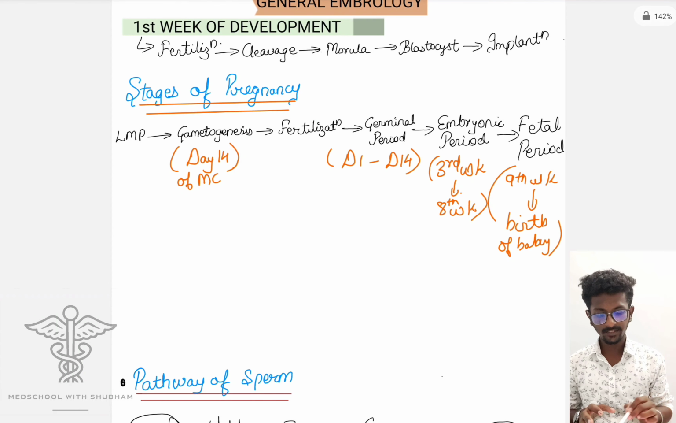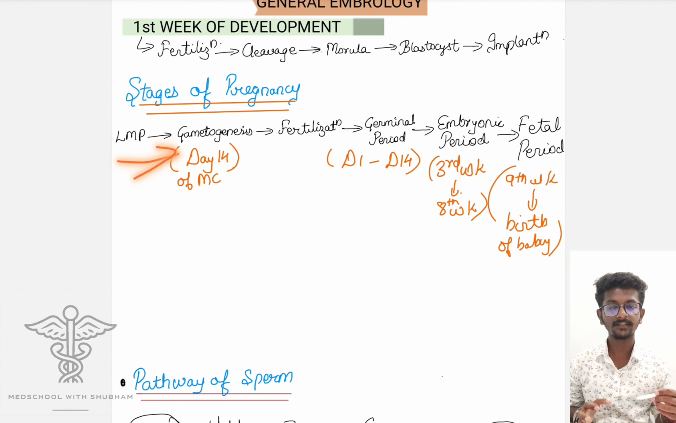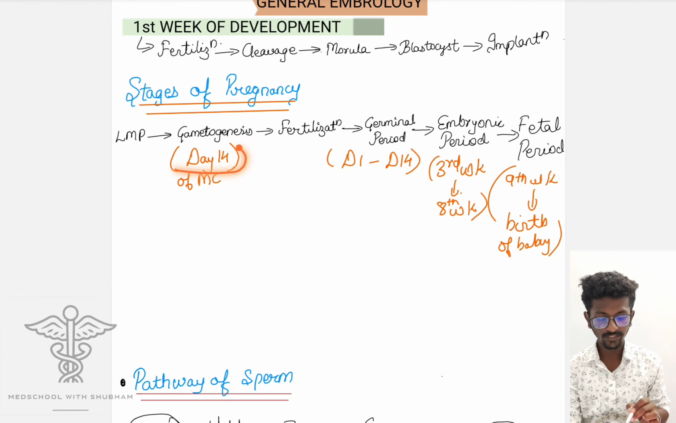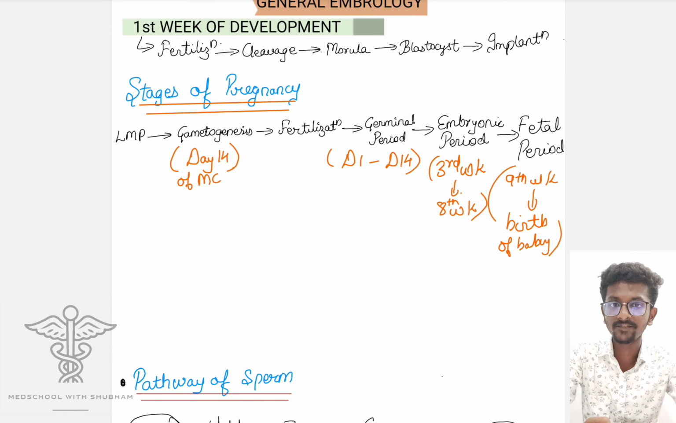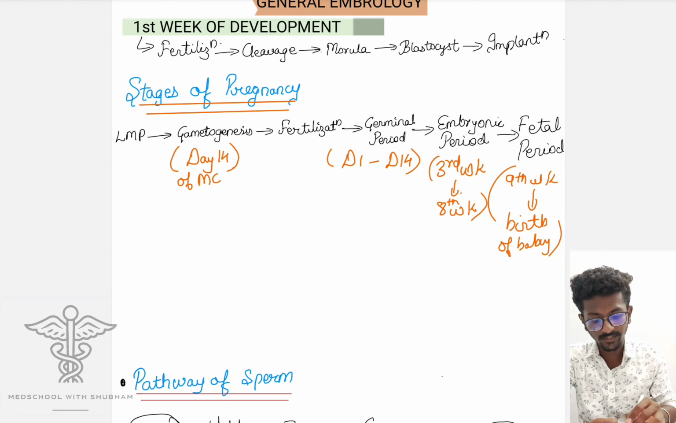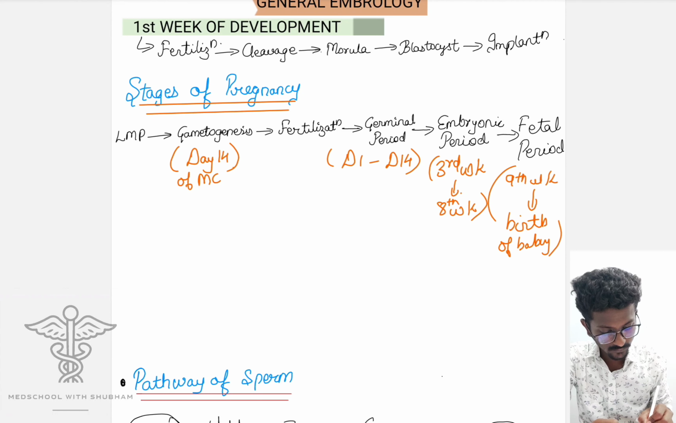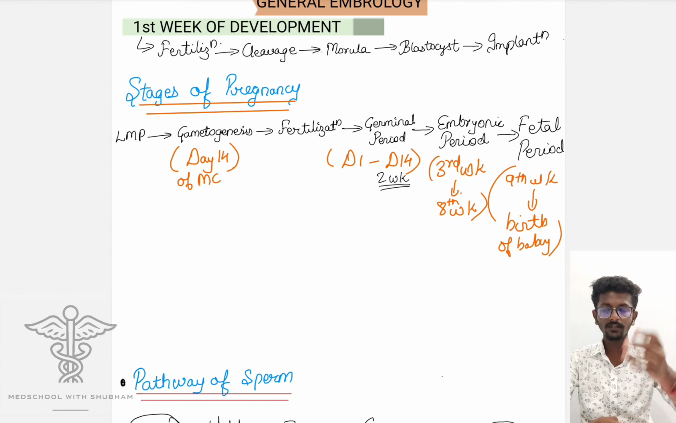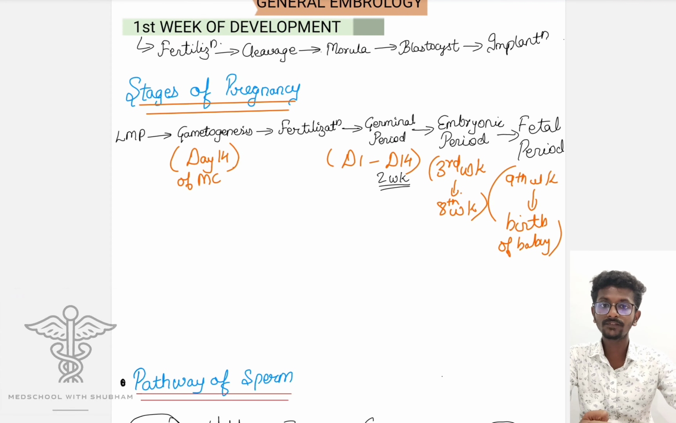The last menstrual period, after that gametogenesis will take place. What is that? Ovulation in this case, which will take place on the 14th day of the menstrual cycle. Then fertilization will take place. After that the germinal period will start, which lasts for 2 weeks. 14 days means 2 weeks. Then from the 3rd week till the end of the 8th week, we will be having the embryonic period. After that, from the 9th week to the birth, we have the fetal period.